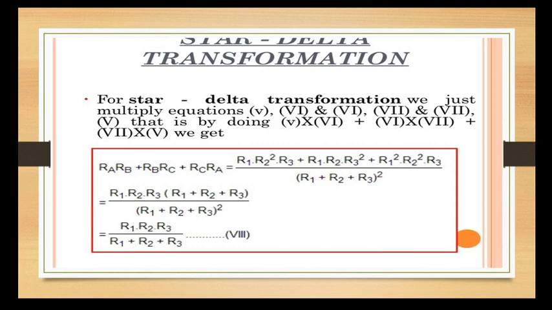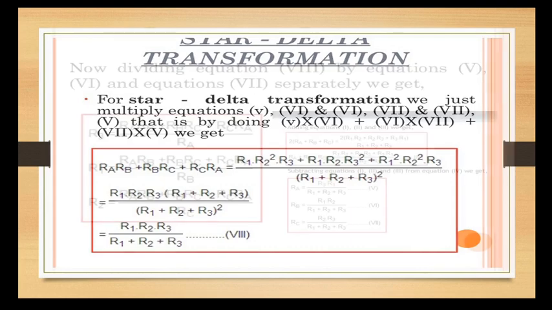And again simplifying, what you will get: RA RB plus RB RC plus RC RA is equal to R1 R2 R3 divided by R1 plus R2 plus R3. See, in the first step you can take R1 R2 R3 outside. So the bracket will be R1 plus R2 plus R3, which is cancelled with the denominator. So the final equation is R1 R2 R3 divided by R1 plus R2 plus R3. That is the 8th equation.